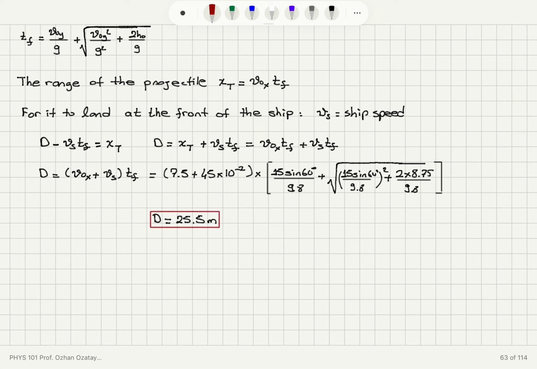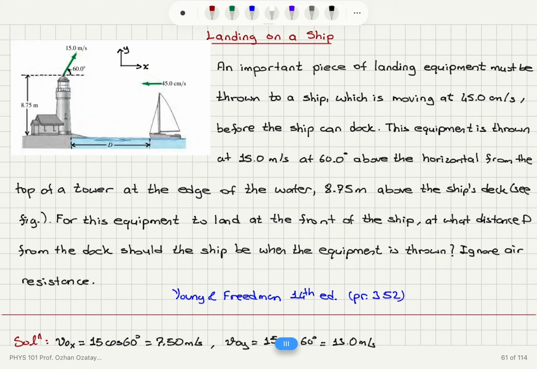Okay, so let's summarize what we did here. This ship is traveling towards the dock, towards the tower here, with a velocity 45 centimeters per second to the left. And we have a projectile making an angle of 60 degrees with respect to the horizontal, with initial velocity 15 meters per second that is thrown, and the tower is 8.75 meters tall. So we want to make sure that this projectile will land exactly at the front of the ship, so that the ship will have traveled a certain distance to reach that point here.